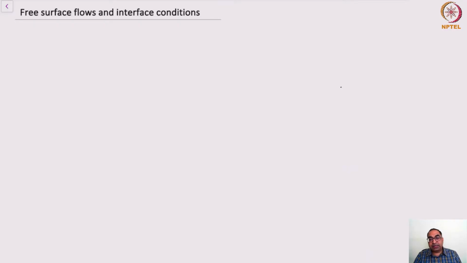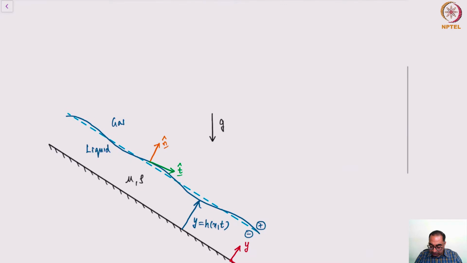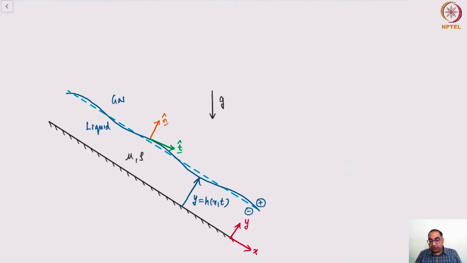So now we'll be deriving the interface conditions for a free surface flow. Now let me explain what a free surface flow is and how it differs from a conventional interfacial system or a multi-phase flow. To do this, I've taken a small sketch here. What you're seeing in the sketch is a flow down an incline.